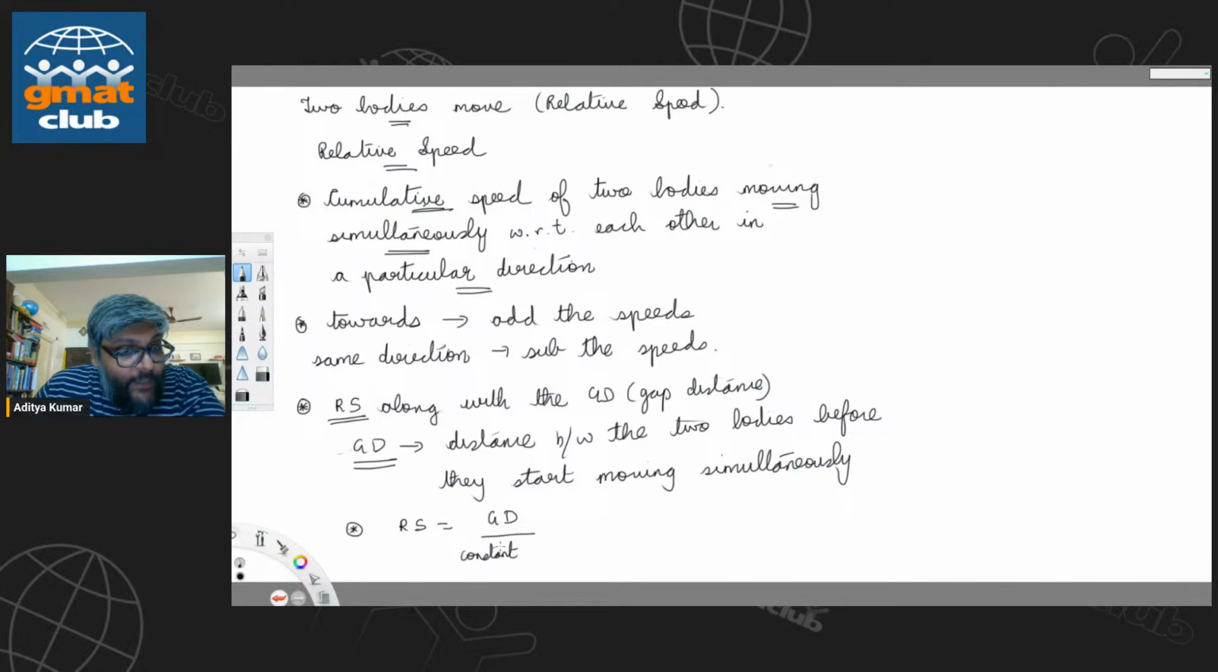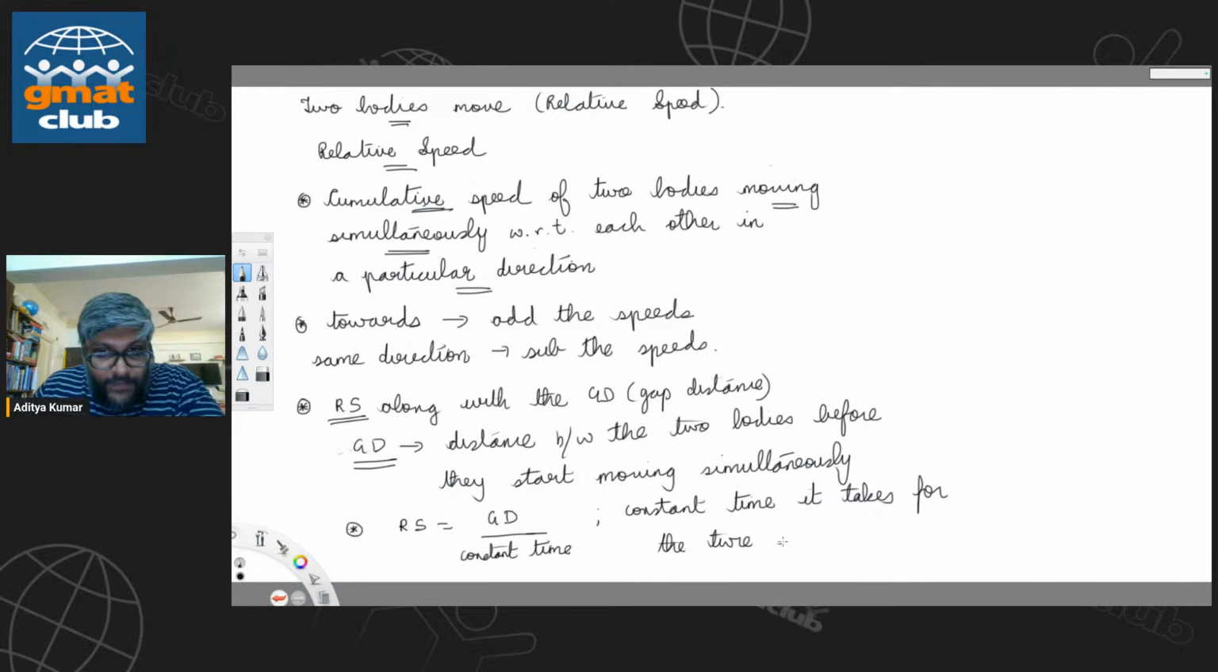The time that you end up getting if you use the concept of relative speed is the constant time. What does relative speed give me? This is something you have to imprint very quickly in your head. Relative speed always gives me the constant time that it will take for the two bodies to meet each other at a particular point, at that meeting point.